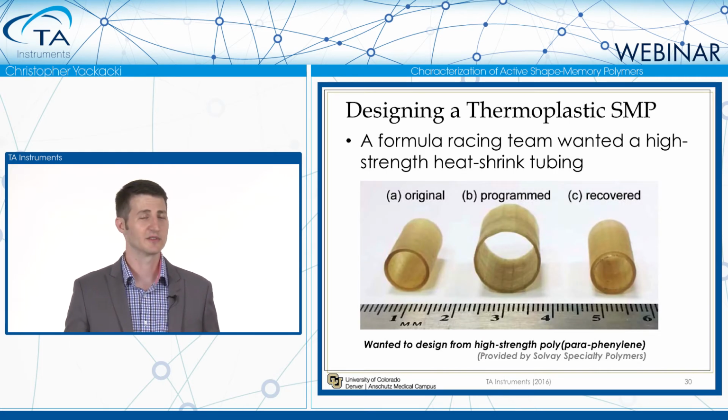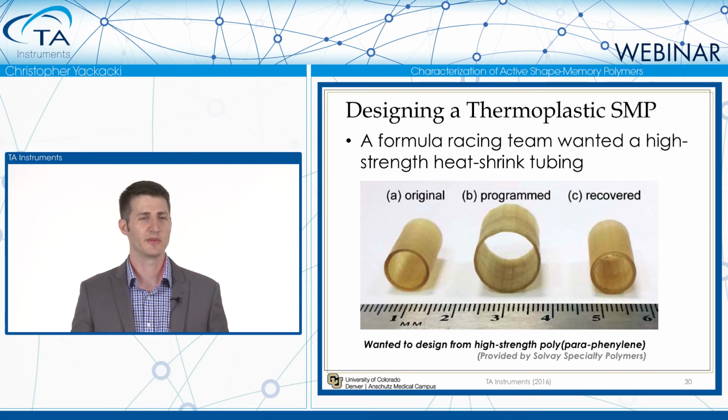Another study result that we showed is switching away from the amorphous networks, looking at some thermoplastic shape memory polymers. So a couple years back, I think it was around 2010, a Formula Racing team wanted us to design a high-strength heat shrink tubing. And so here's what they were looking for. I showed a picture here.